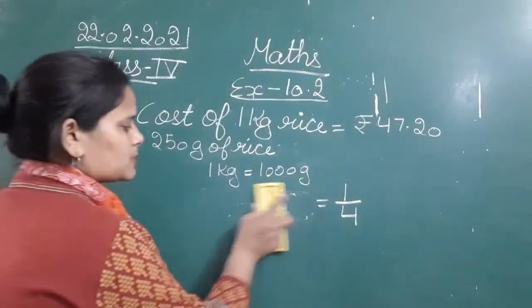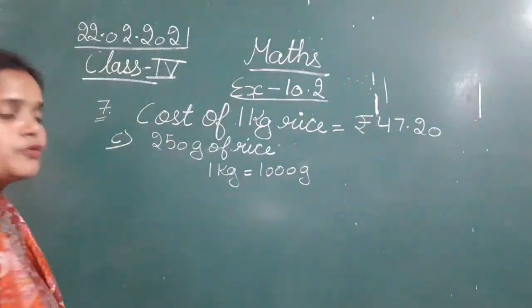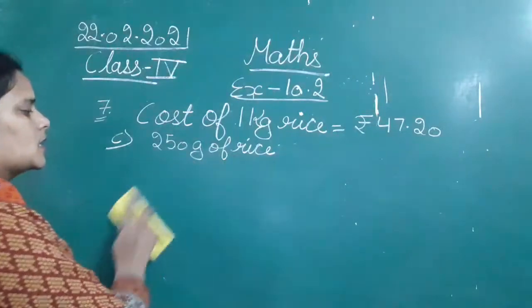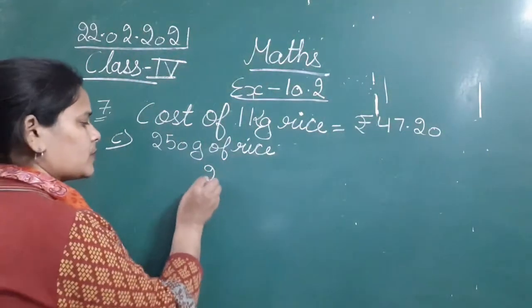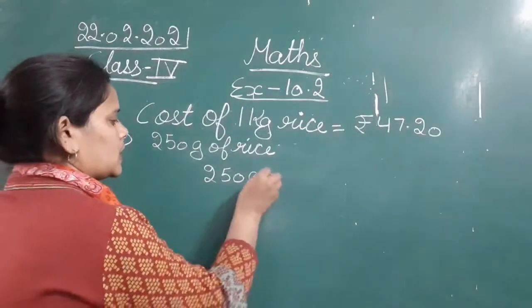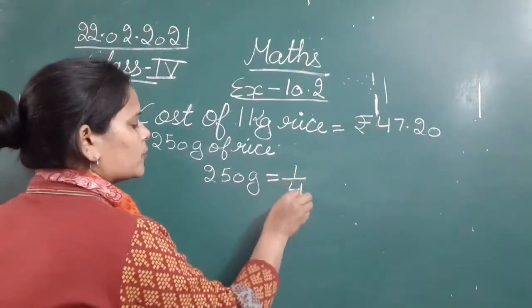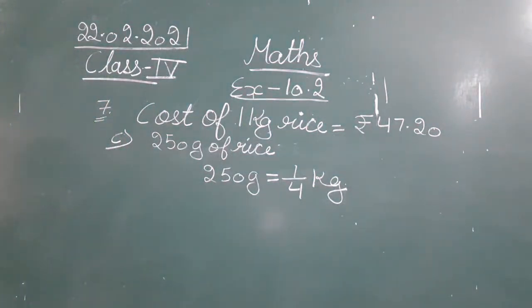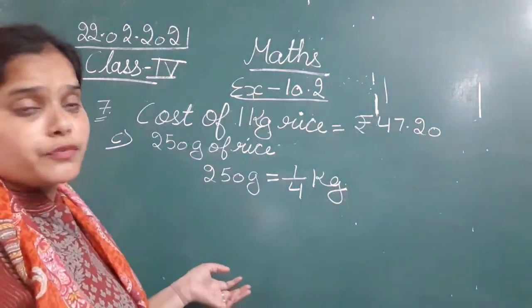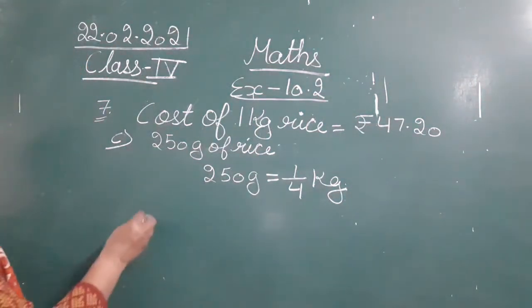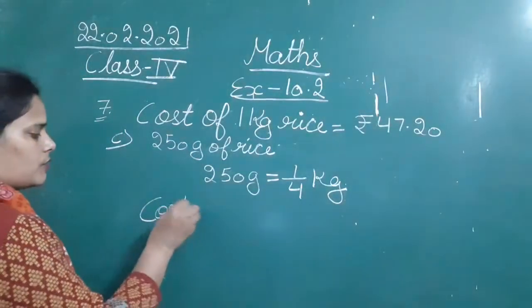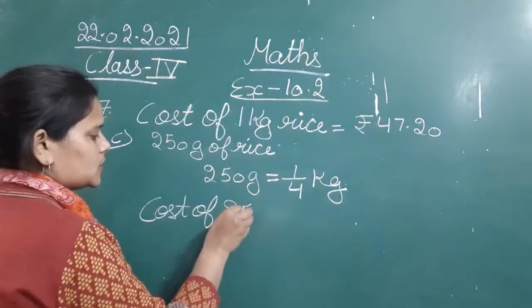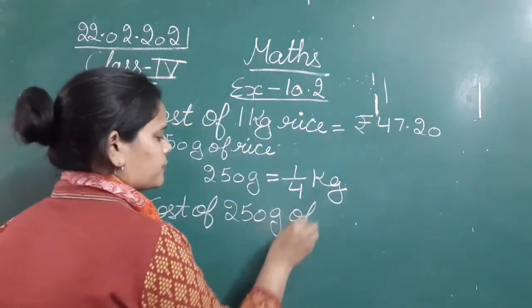देखिए यहाँ आपको हो सकता है इसमें थोड़ा doubt हो, you can just simply write 250 gram is equal to 1 upon 4 kg. Okay, so 250 gram is 1 upon 4 kg. So now let's calculate the cost of 250 gram of rice.